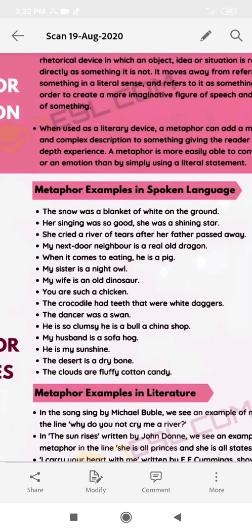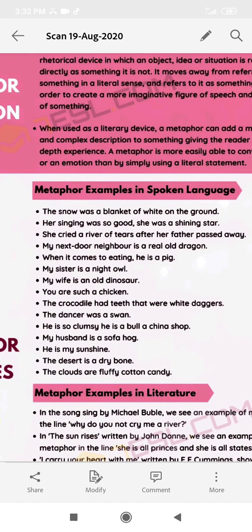Now, my husband is a sofa hog. Sofa hog means one who spends more time on sofa, that is called sofa hog. કે બહુ વધારે ટાઈમ જે સોફા ઉપર સ્પેન્ડ કરતા હોય એને સોફા હોગ કહેવાય. તો અહીંયા માય હસબન્ડ છે એનું કોમ્પેરિઝન કોની સાથે થયું? સોફા હોગ. ઓકે, સો the comparison between two things is given without the help of word like and as, and strong comparison છે. મારા હસબન્ડ એ સોફા હોગ છે. ઓકે, સો it is metaphor.